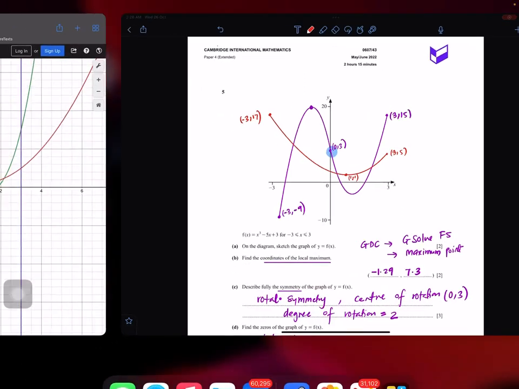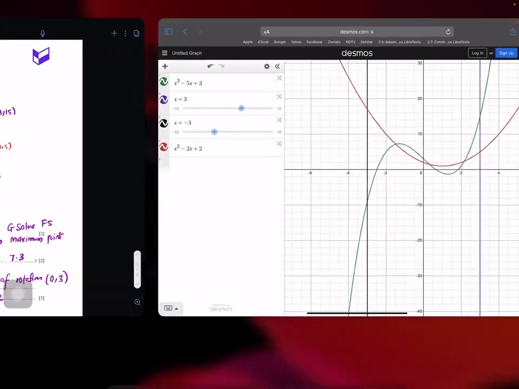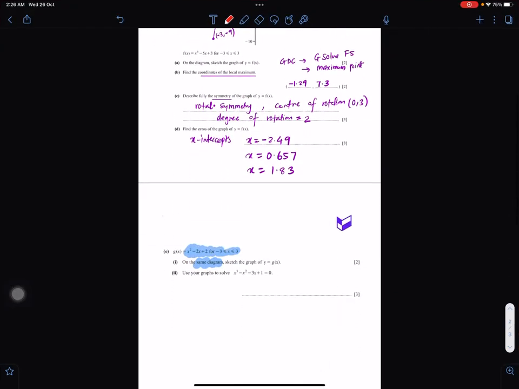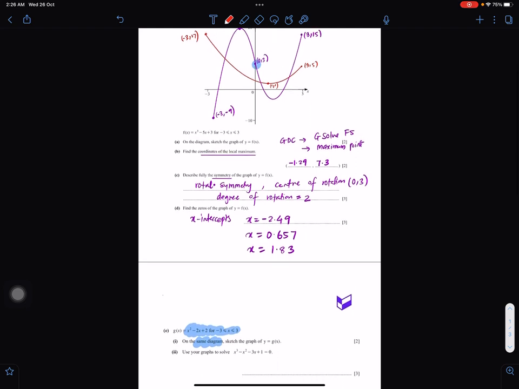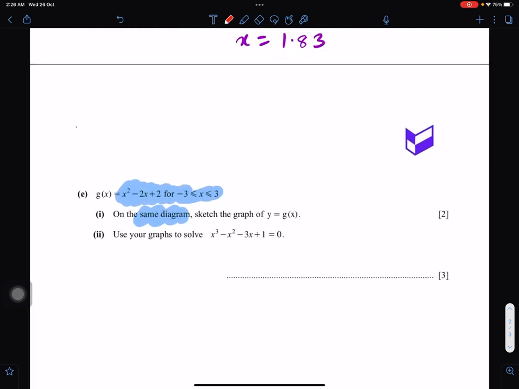Let's just cross check it. So minus 3, 17 I said was a point, 3, 5, and 1, 1 is the minimum point. That is it for 2 marks. You have to show the minimum and the 2 endpoints. Then the last part of the question says to use your graph to solve another equation.